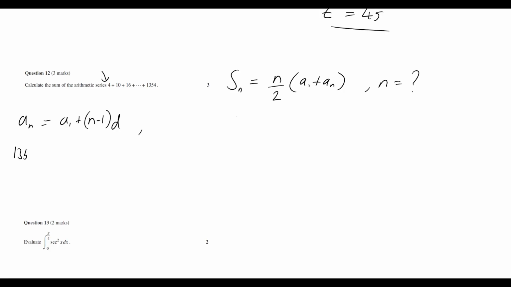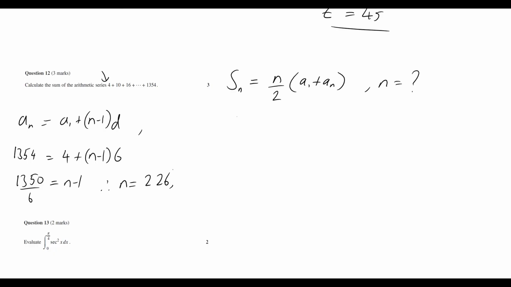So again, quickly solving now for n from this equation. So we can say 1,354 is going to be equal to 4 plus n minus 1 times 6. Okay, so now we can just simply start solving for n from this equation here. So we'll minus 4 from both sides and then divide both sides by 6. So we'll end up with 1,350 over 6 is going to be equal to n minus 1. And so 1,350 divided by 6 is going to give us 225. So then we'll add the 1 to that, and we can say, therefore, n is equal to 226.